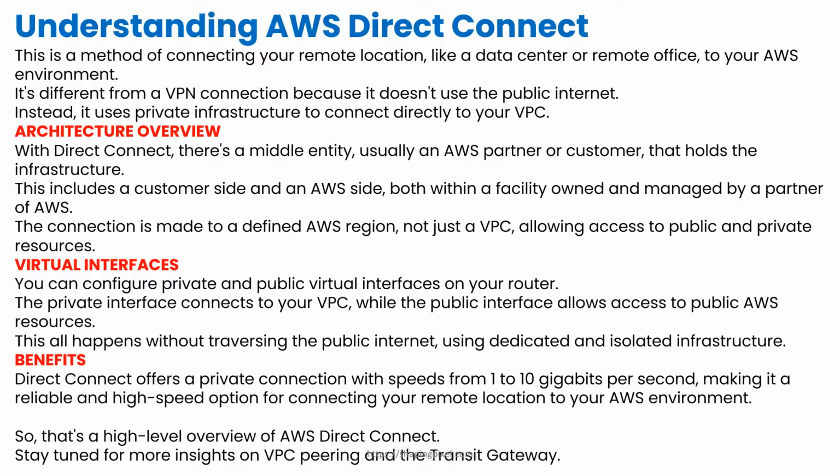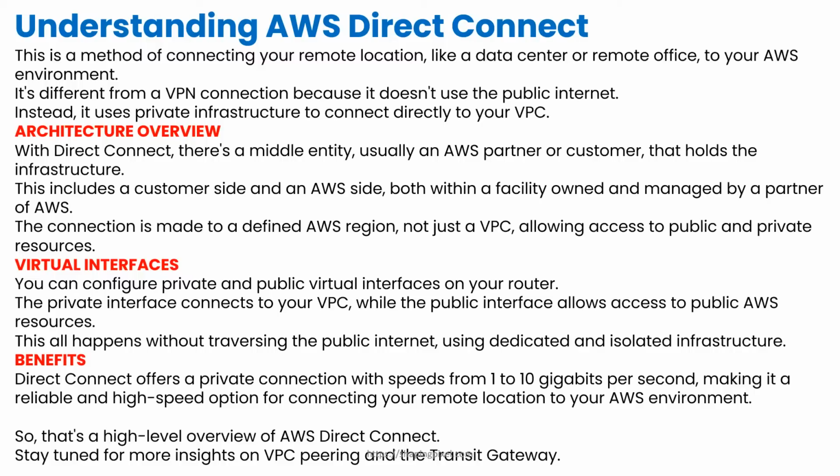With Direct Connect, there is a middle entity, usually an AWS partner or customer, that holds the infrastructure. This includes a customer side and an AWS side, both within a facility owned and managed by a partner of AWS. The connection is made to a defined AWS region, not just a VPC, allowing access to public and private resources. You can configure private and public virtual interfaces on your router.